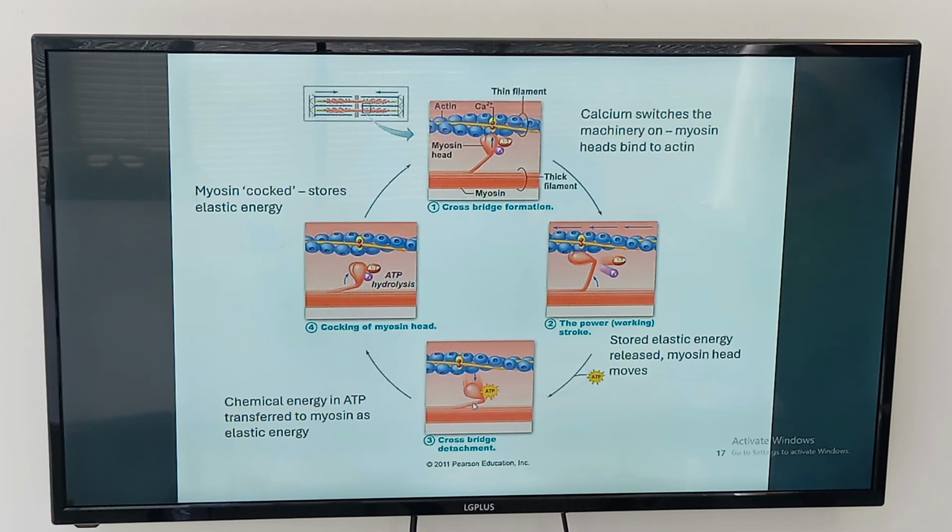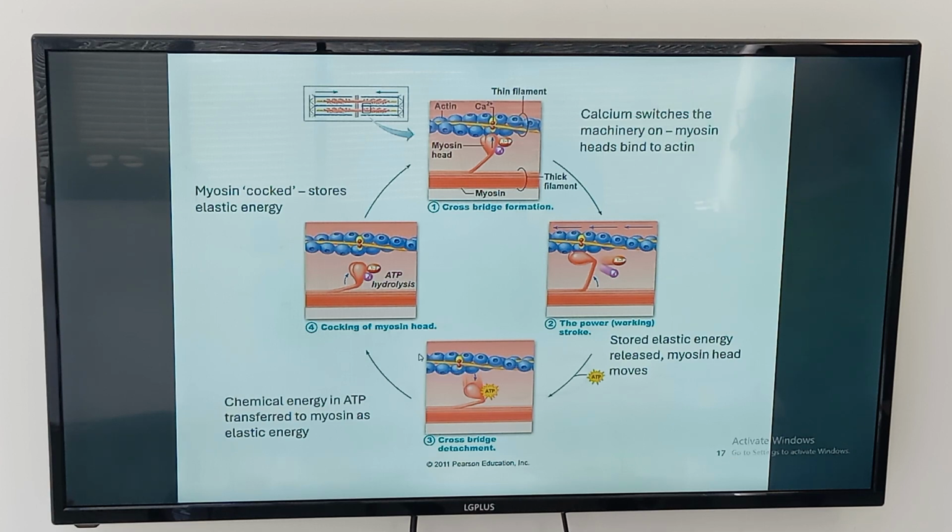Of course, the movement of the myosin head will be in a bounce movement. It will bind to the actin and unbind, bind and unbind, and so on. This will need energy. The energy is provided by ATP.